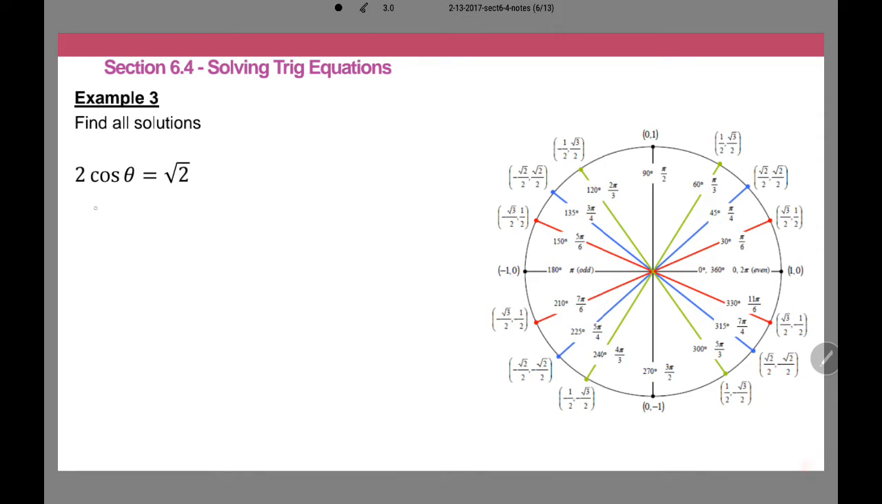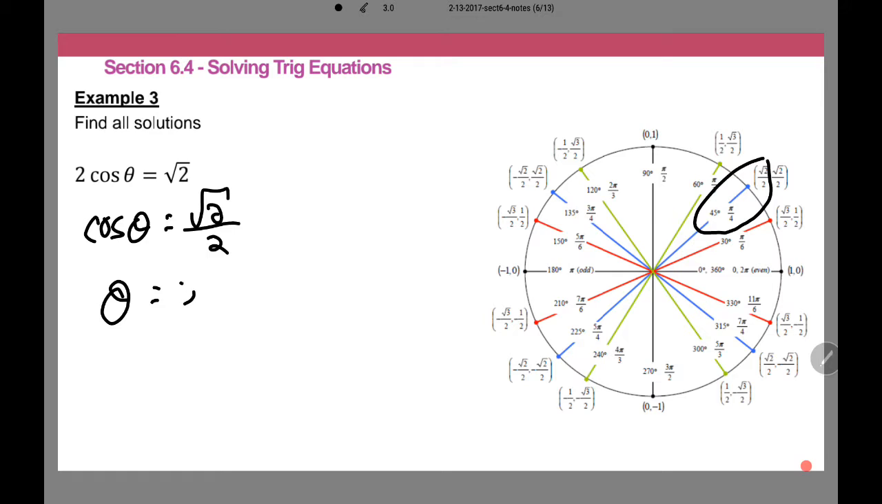So we're going to start just like we did before. We're going to divide both sides by 2. And we got square root of 2 over 2. So where does that equal square root of 2 over 2? Well, the first one is pi over 4. Now if I go around the circle again, I go around a total of 2 pi. So I'm going to add on this. Now 2k pi. The k is an integer.